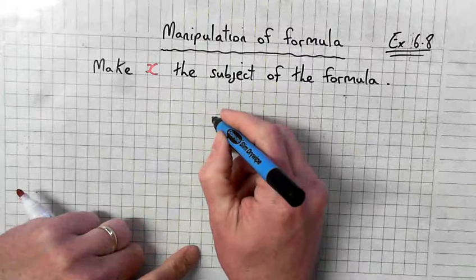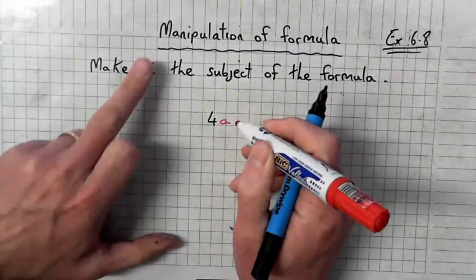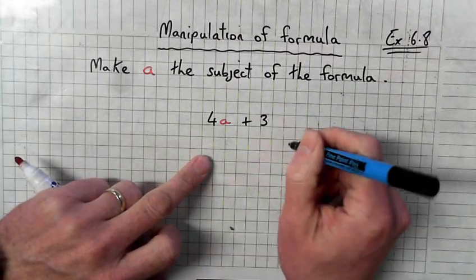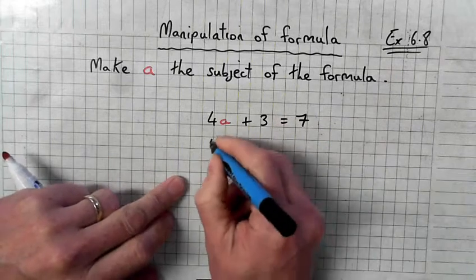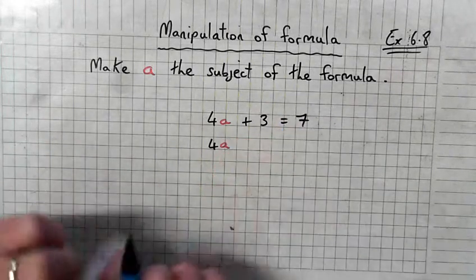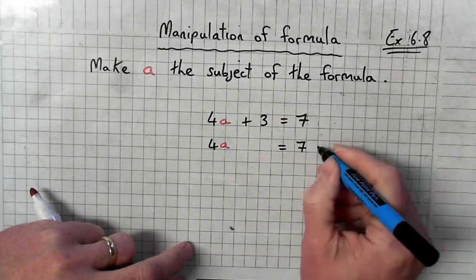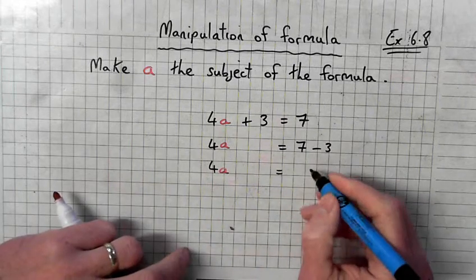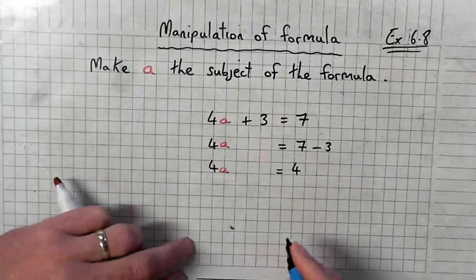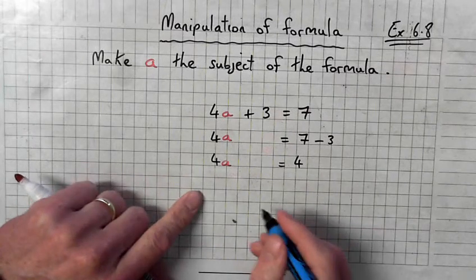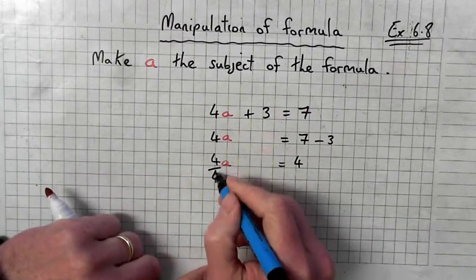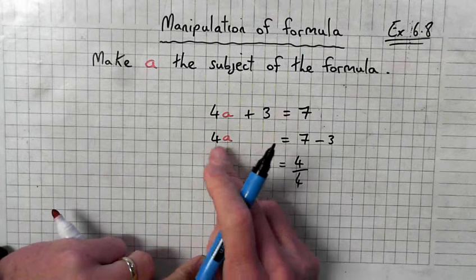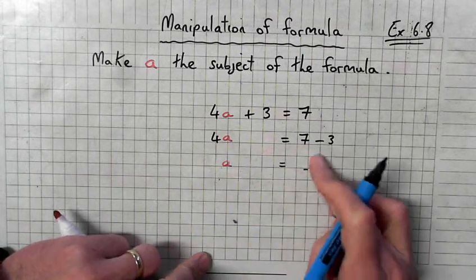Another example. In this case, make a the subject of the formula. 4a plus 3 is equal to 7. So we want just a on the left hand side. That means we move plus 3 across, and it becomes minus 3. 4 times a is equal to 4, and then we want a to be on its own, so we want to get rid of the 4. What do we normally do? Divide by the thing that I want to get rid of, which is 4, so divide both sides by 4. 4 divided by 4 is 1. So a is equal to 1.